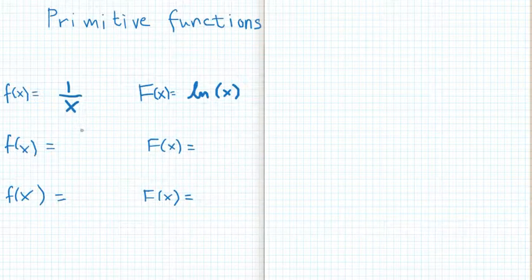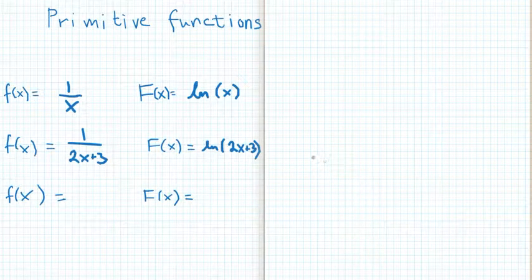How about 1 over 2x plus 3? Well, let's guess that it's going to be ln. Every time it's 1 over something, an expression with x, we guess that it is going to be ln. So how about ln of 2x plus 3? Let's check if this is correct.